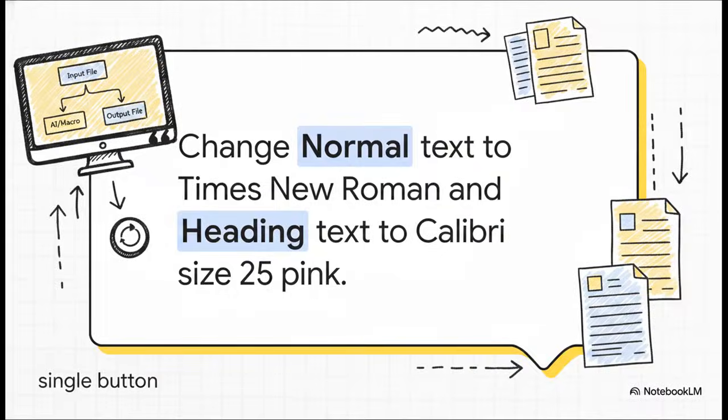And once you set those constraints, you can give the AI highly specific visual commands. You can tell it to change normal text to a specific font, or heading text to a specific size and color. The AI will just churn out the perfect VBA code that targets exactly what you described. You can literally pre-program your exact company branding right into a single button. So any file comes in, you hit the macro, and boom, it is perfectly branded. No way around it, that's a huge time saver.